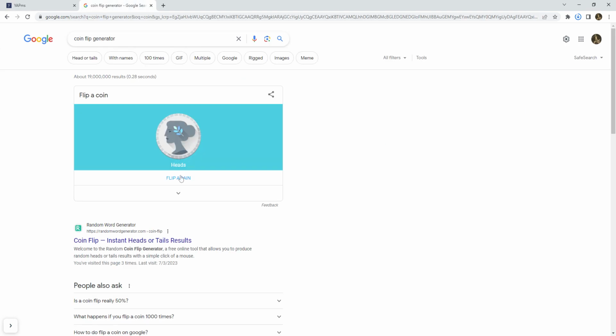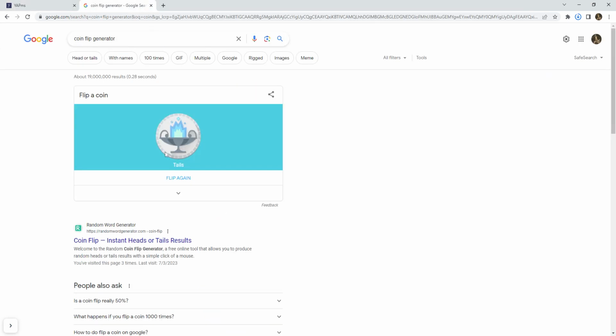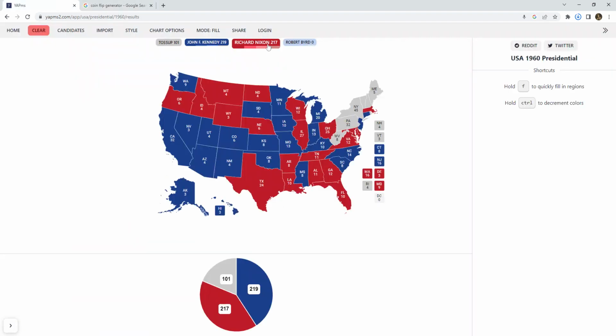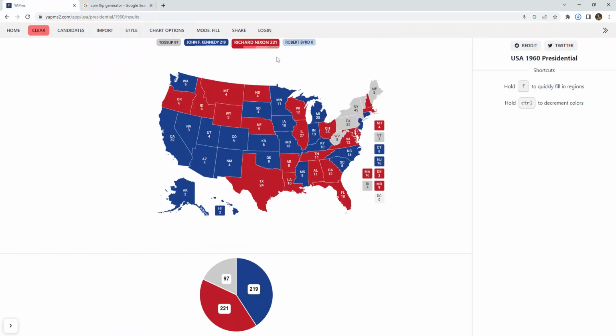And next is the state of Massachusetts, Kennedy's home state. Let's see if he can take it. He will not. So Nixon denies Kennedy in his home state. Next is New Hampshire. Let's see if Kennedy can rebound. And he will not. Nixon takes that as well. Next is Vermont. Let's see if Nixon can sweep both of them. And he will not. Kennedy takes Vermont.